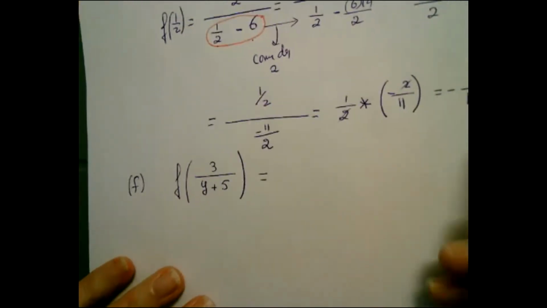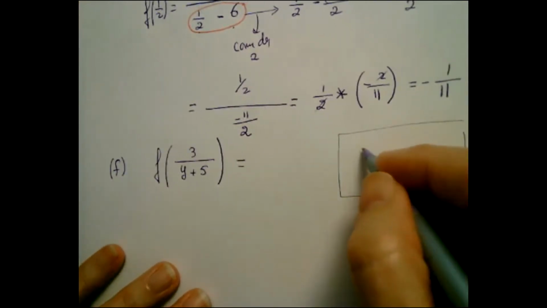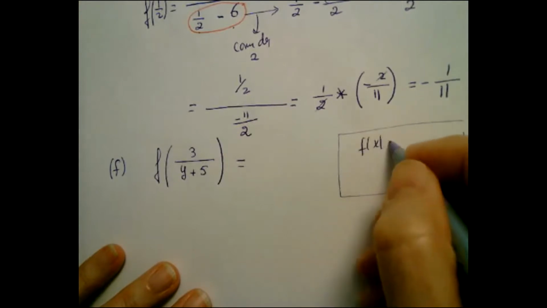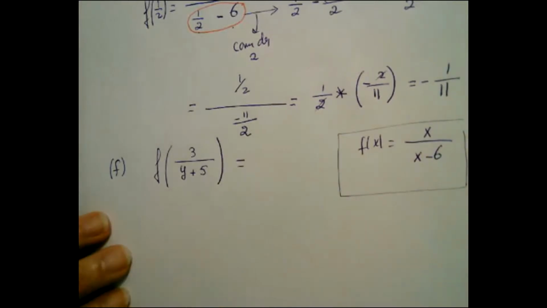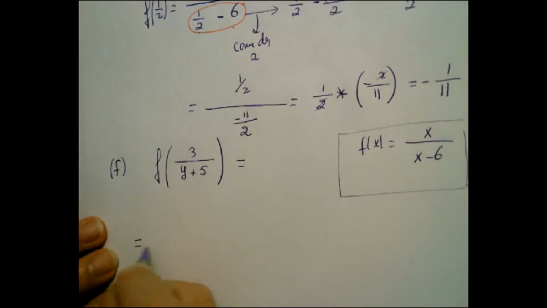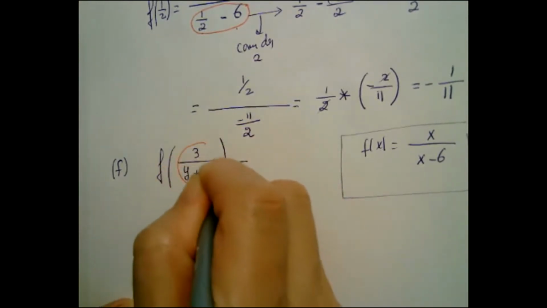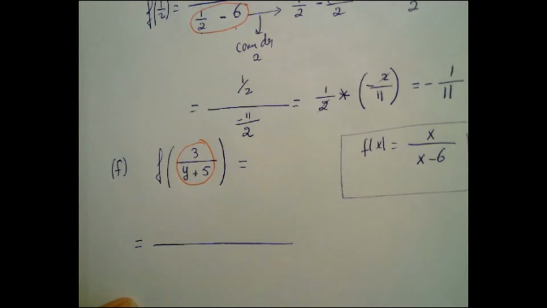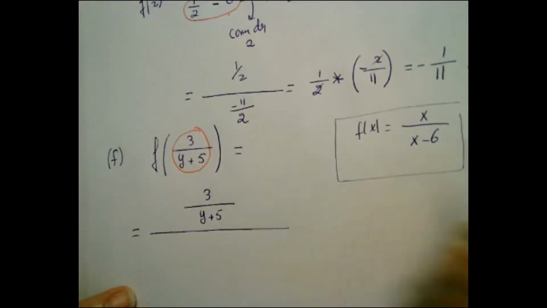What does the function do? I'm going to write this function again here because we don't see it clearly. The function takes x, whatever input, to the input over the input minus 6. That's how the action behaves. So this is going to be what? My input here is 3 over y plus 5. So this should be 3 over y plus 5, over what it does to the input, 3 over y plus 5.